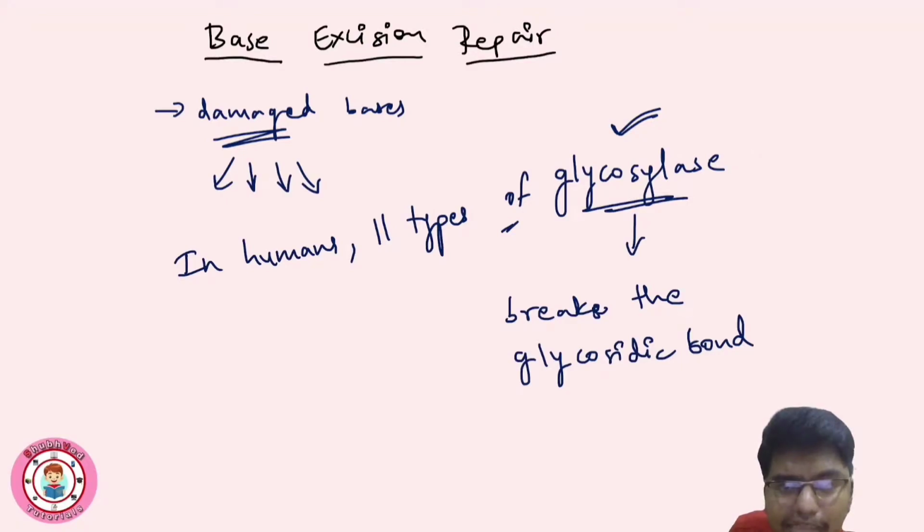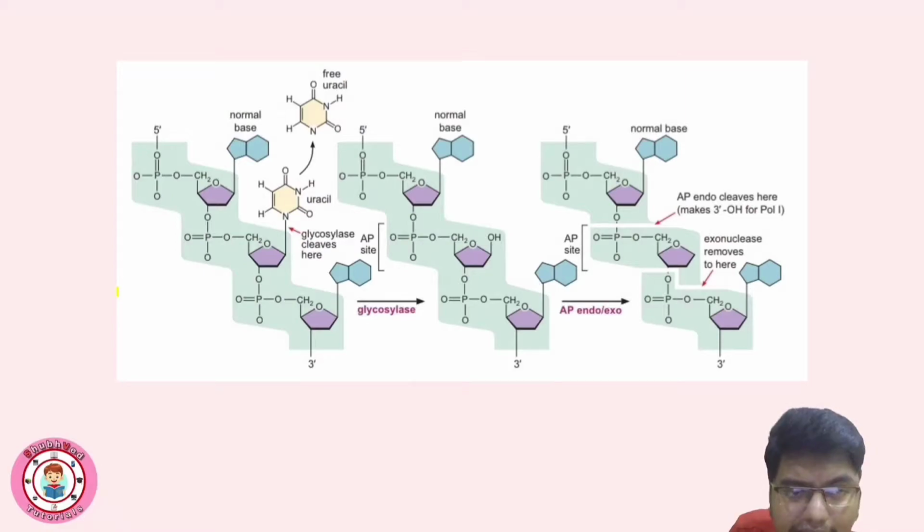So let's see the pathway now, what exactly it does. Here we can see a sugar phosphate backbone from 5 prime to 3 prime. This is a sugar and this is a phosphate, as well as here. And these are the bases, normal bases. And we can see here uracil. We are seeing an example of uracil glycosylase. The uracil is not found in DNA, so this has to be removed.